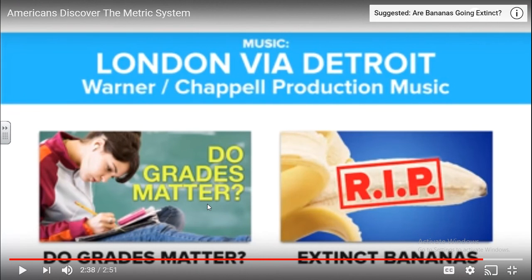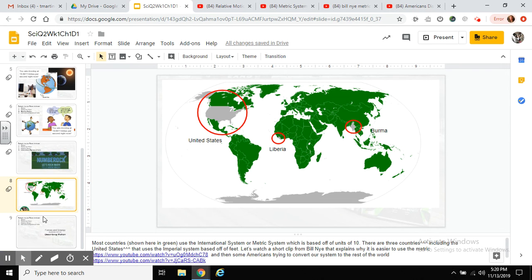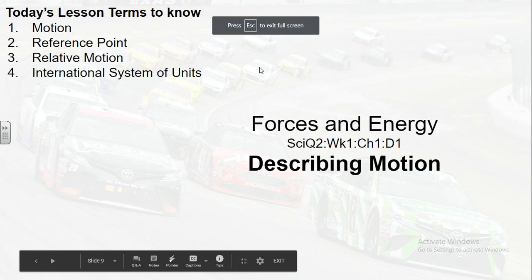And yet we don't. There's always talk of us adopting the metric system. But as the one said, Americans just do not like change. So that's probably not going to happen.